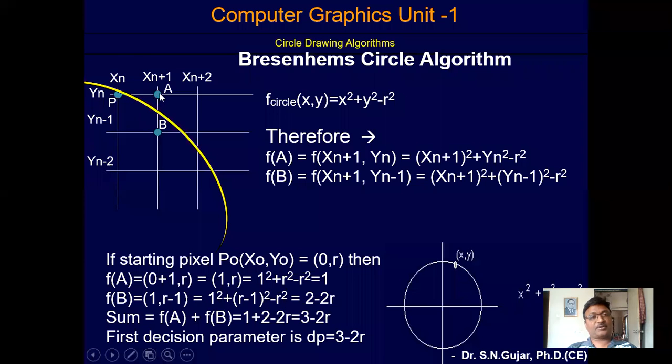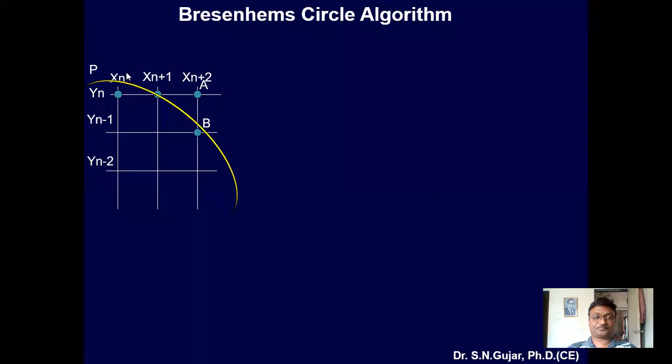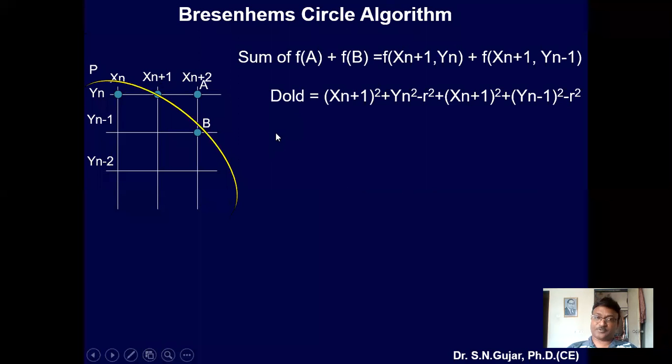Suppose I am passing on the A, my circle. I have selected the A. So at that time this is my xn, and this is xn plus 2. This is A and this is B. Means this point I have selected. So how have I selected this point? Because of the decision parameter d old is less than or equal to 0. That's why I selected this.